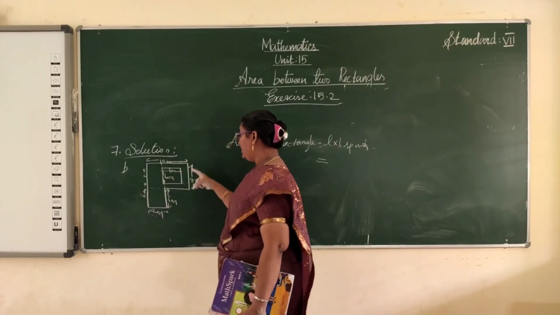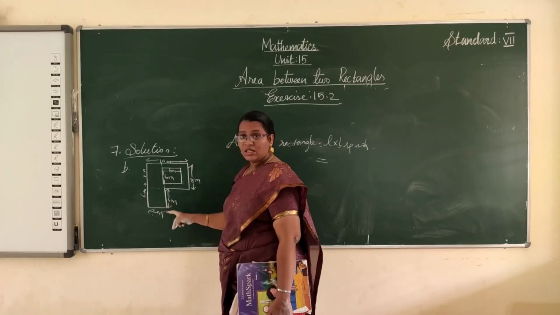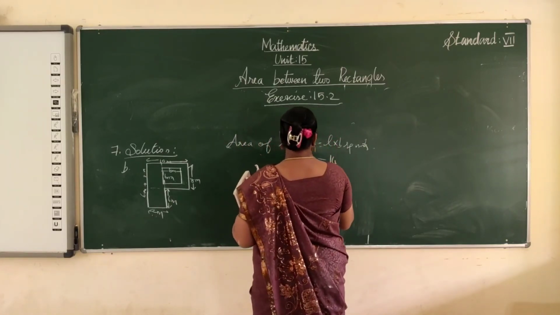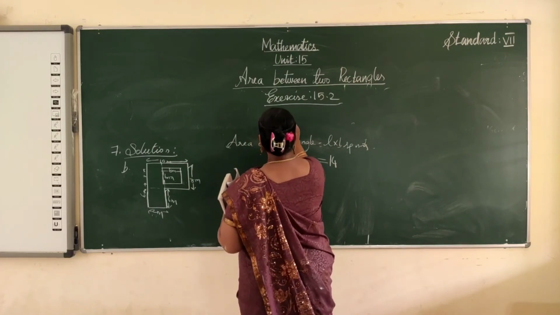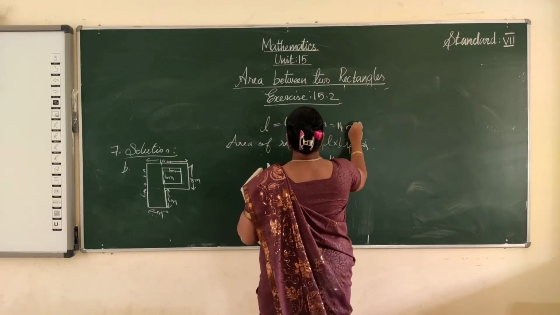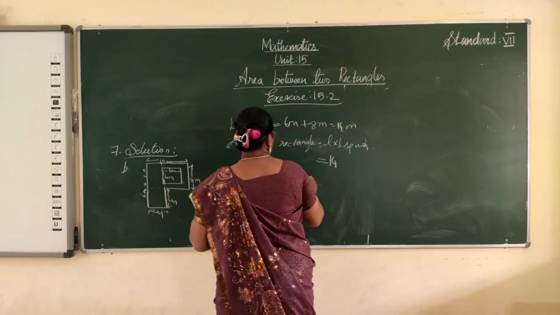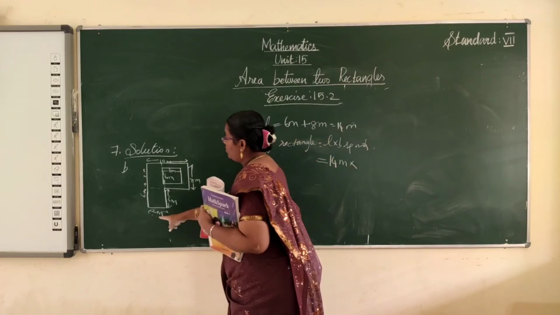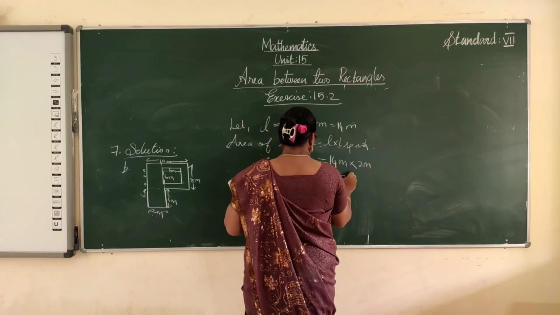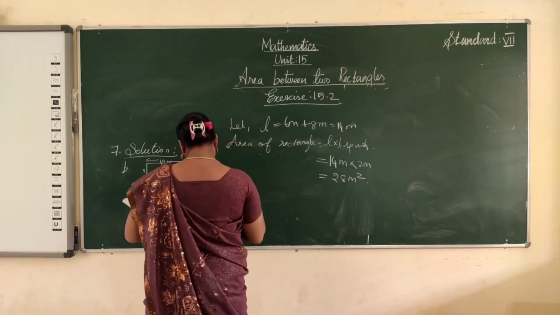Why do you write here 8 meter? The distance of these two lengths is 8 meter. So here 8 meter already, here 6 meter is given. So the sum of these two values is 14. So length is 14. Here write L is equal to 6 meter plus 8 meter is equal to 14 meter. Breadth is 2 meter. So 28 meters square. So the area of the rectangle is 28 meters square.